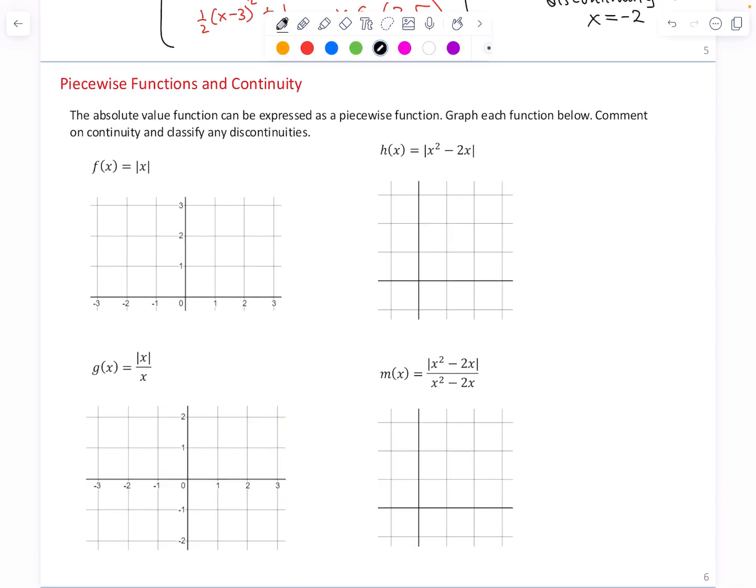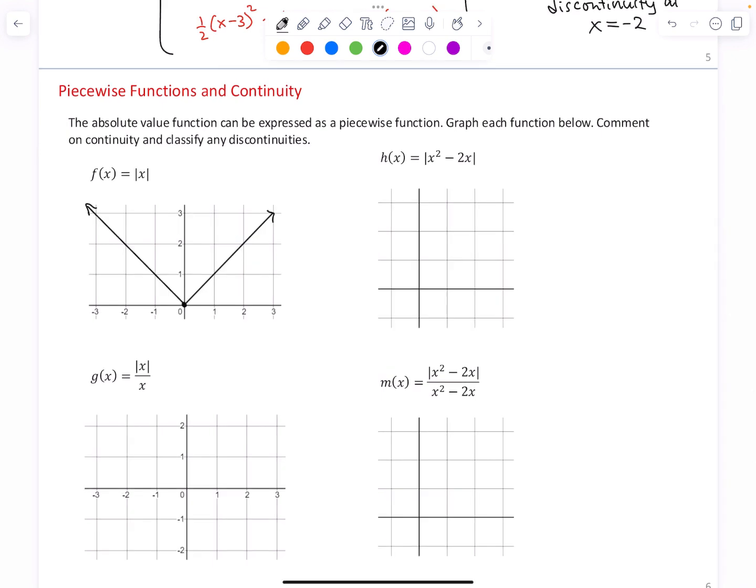The absolute value function can be expressed as a piecewise function. Graph each function below, comment on continuity, and classify any discontinuities. So here's a graph of the absolute value of x with a sharp corner at the origin. You can think of this as a right and left side and define this in a piecewise manner. So the blue function is simply y equals x, and we graph this for x being positive. The red graph is the graph y equals -x, and we graph that for when x is negative.